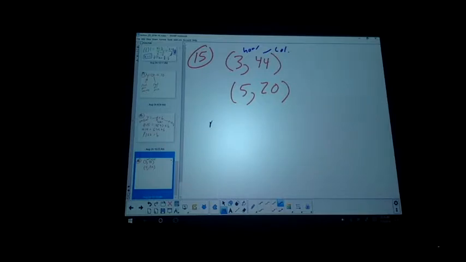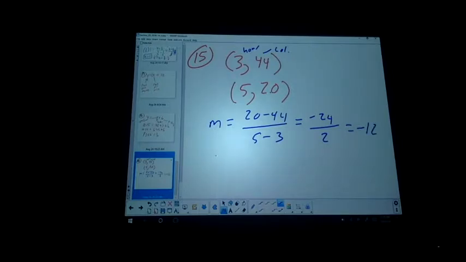So I'm going to find the slope first. Everyone okay with that? Slope equation is 20 minus 44, which is negative 24. And then 5 minus 3, which is? 2. So I'm selling 12 lollipops per hour.